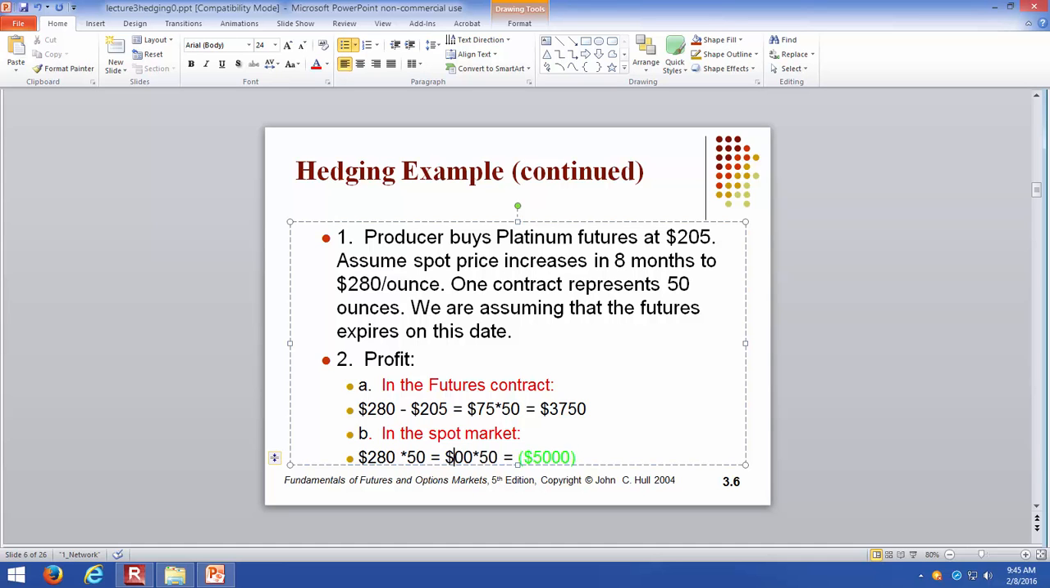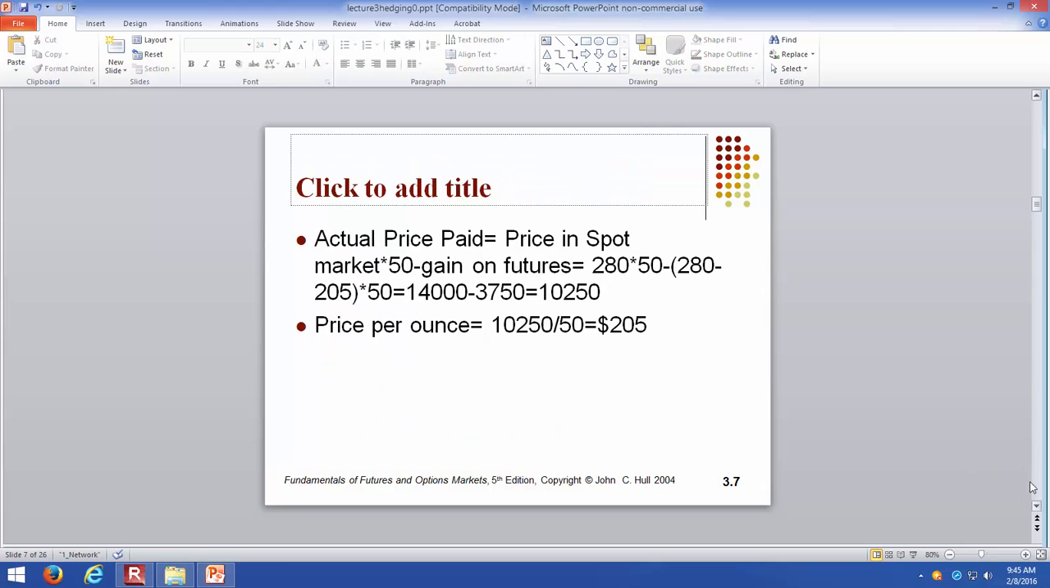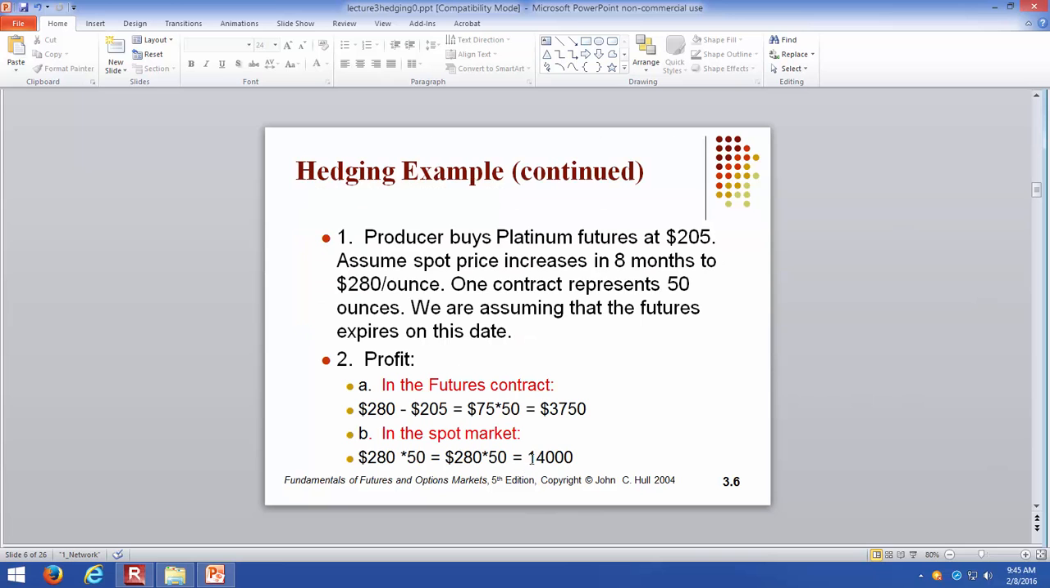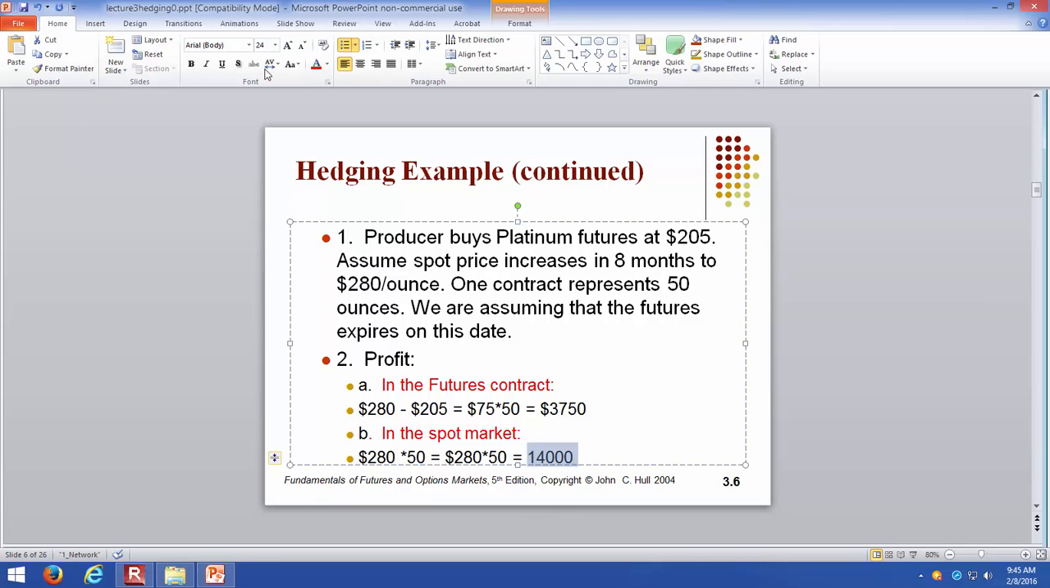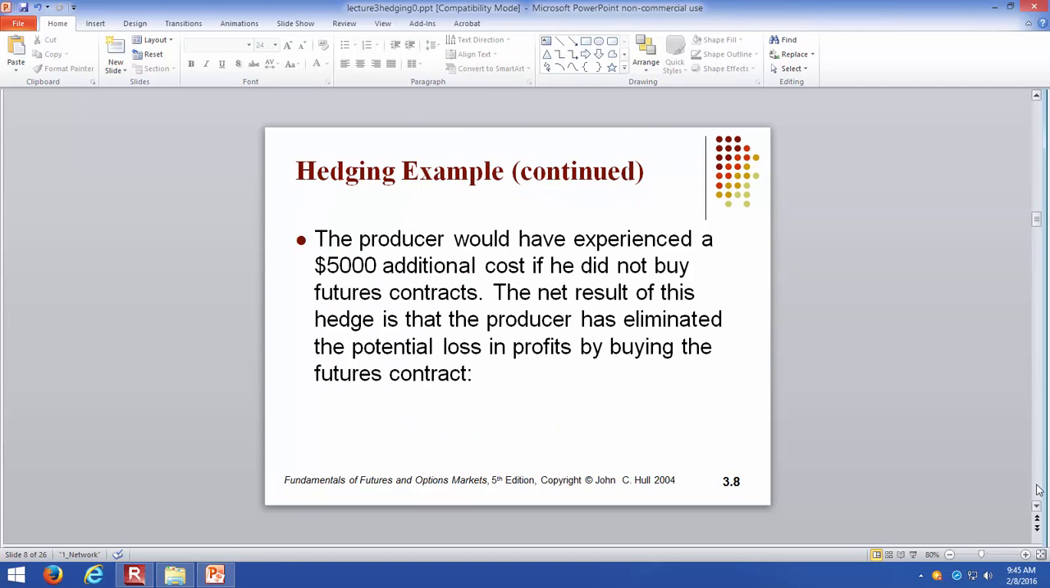So that is your cost, minus what you make in the futures market. So 14,000 is how much you pay in the spot market, and the actual price paid is going to be 10,250, and the price per ounce is going to be 205. So this is what you see here. In the futures market, you made a profit of 3,750. In the spot market, you paid $14,000 for the platinum, and your net cost is going to be $205 an ounce.